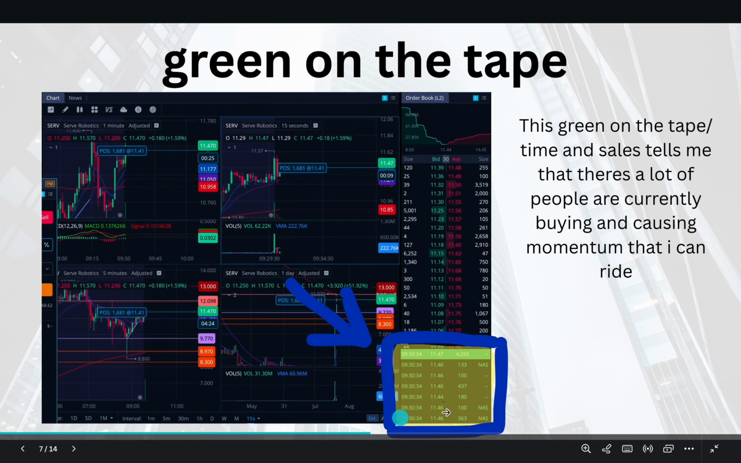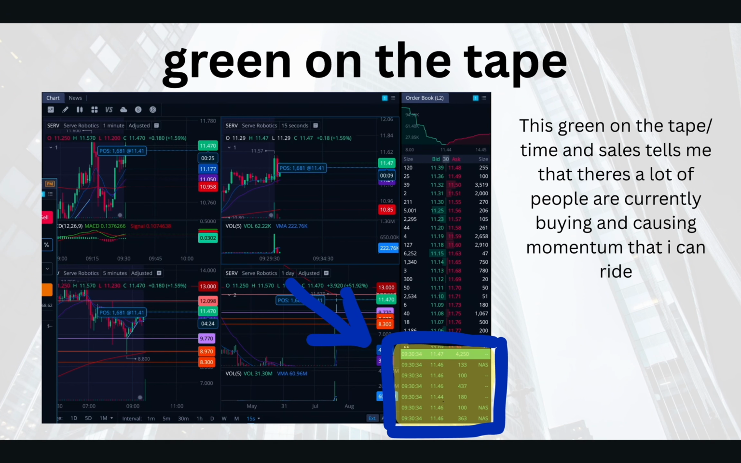You can see this whole window is covered in green. I highlighted in yellow, but you can still see the green. You can see that this whole window is covered in green. That means people are buying. And if people are buying, this causes the stock to go up, causing momentum so that I can ride on that momentum and win some money.